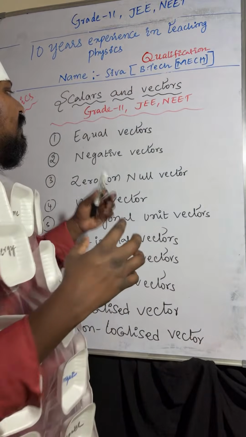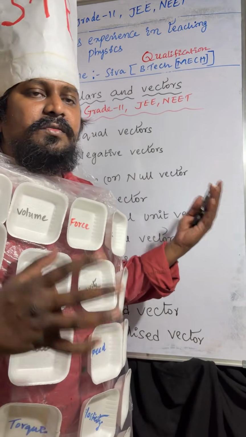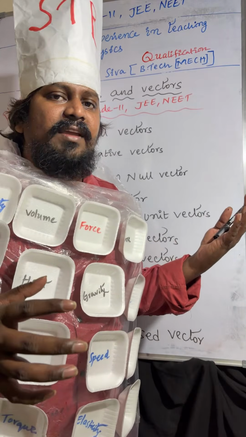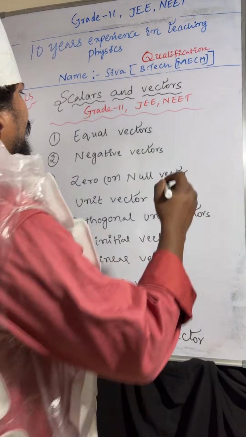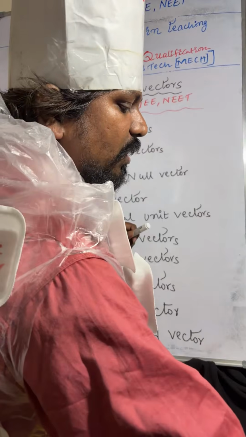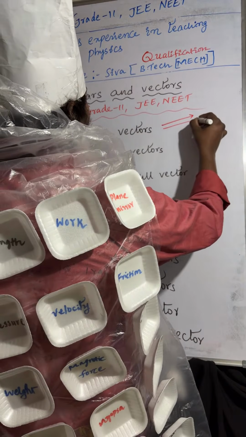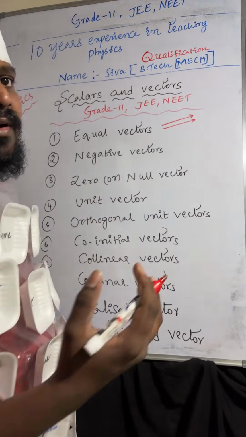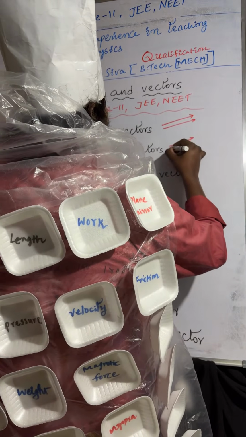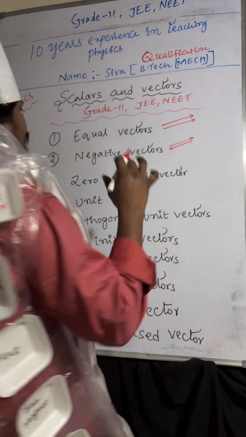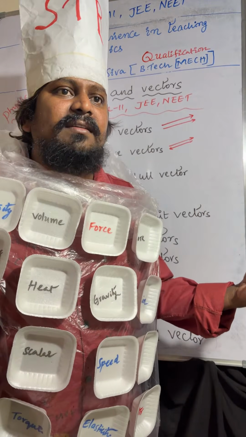Equal vectors. If you are taking two vectors having equal magnitude and acting in the same direction, those are called equal vectors. So suppose you are taking these two vectors: the magnitude is the same, and both are acting in the same direction. Negative vectors: the vectors have the same magnitude but act in the opposite direction.